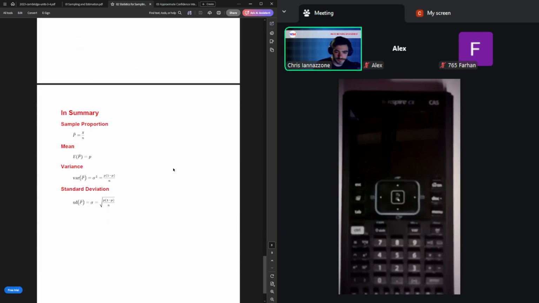Cool. So again, really not much has changed. You're still just looking for p and n. It's just where you source p and n when it comes to sampling and estimation that's a bit different. Anything to clarify there?